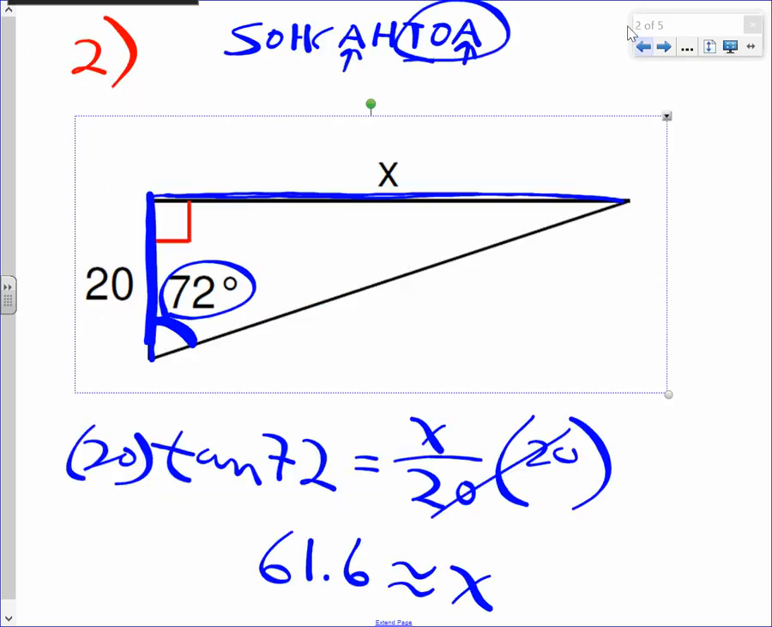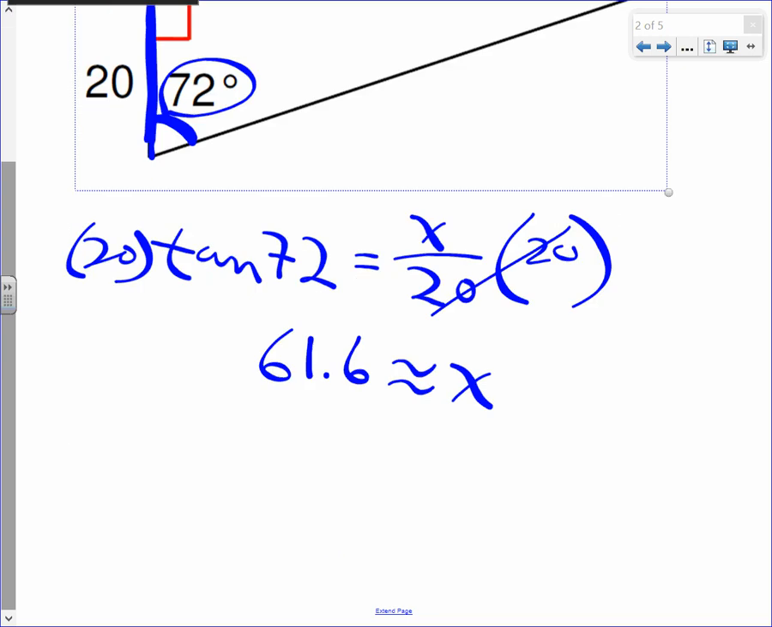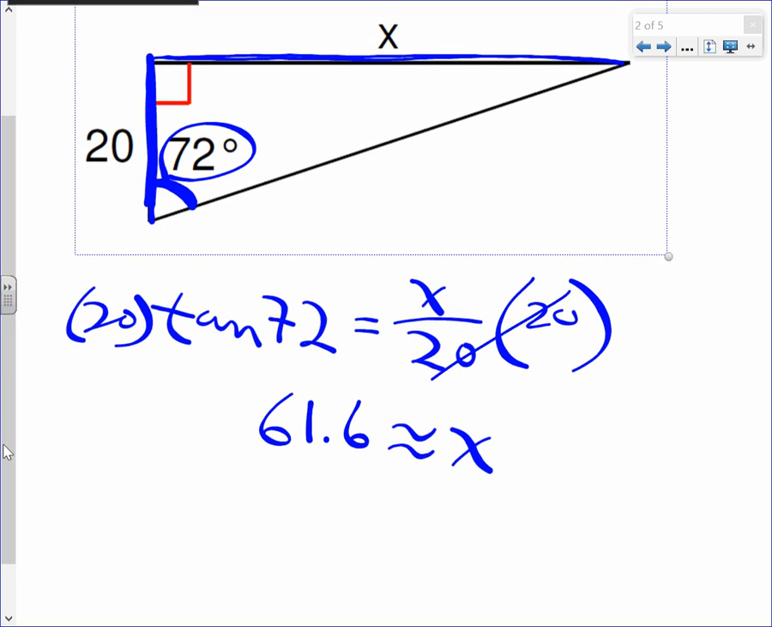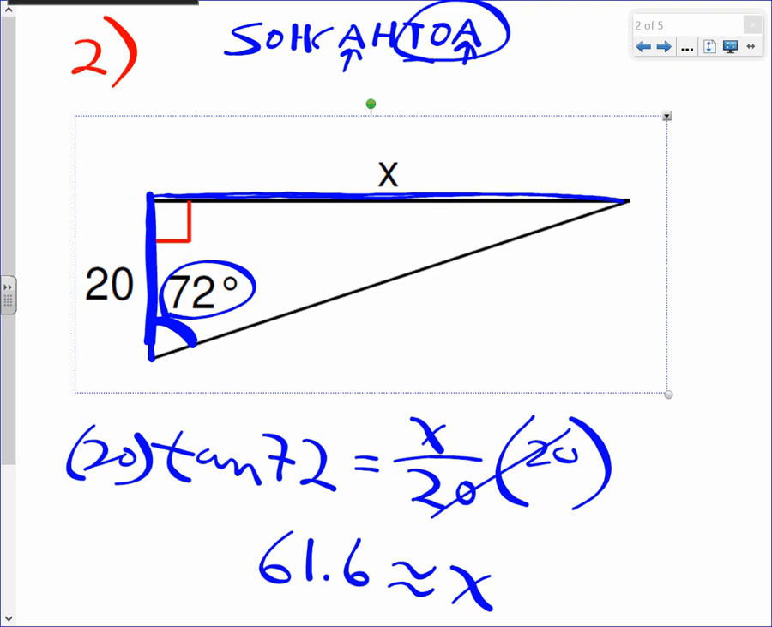Yeah, let me go back. Well, we got x by itself. Can you explain how the x is on top, x is on bottom? Sure. Well, because the tangent ratio, remember, means opposite over adjacent. So the opposite of 72 is x. That's why x is on top.